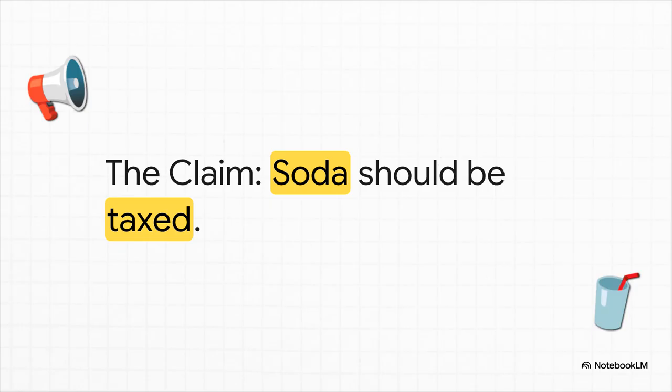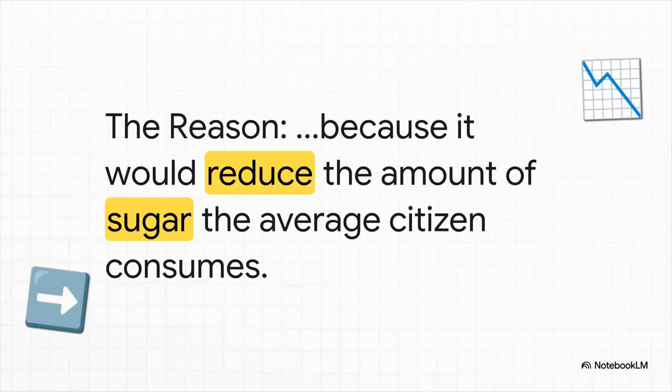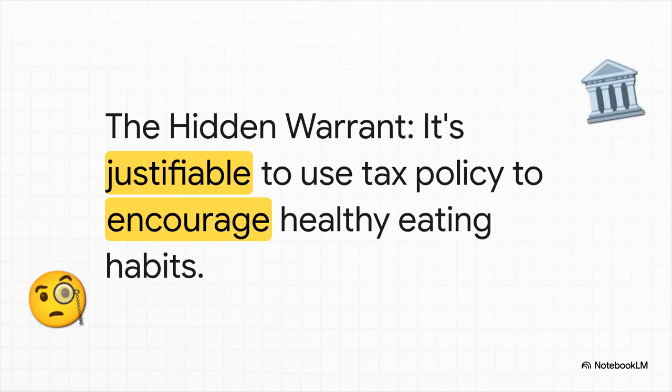Okay, let's walk through this with our soda tax example again. We start with our strong, debatable claim. Simple enough. Then we add our because and our logical reason. A tax on soda will cause people to consume less sugar. Seems pretty straightforward, right? But wait, there's something hiding underneath the surface. And there it is, the hidden warrant. For this argument to work, your audience has to believe this unspoken idea, that it's okay for a government to use taxes to nudge people toward being healthier. If someone believes that's a massive overreach of government power, then your reason and evidence just won't matter to them. They've rejected your invisible bridge.